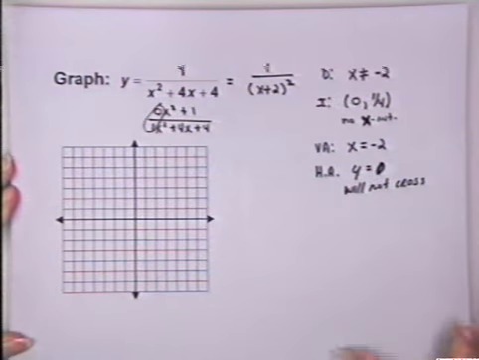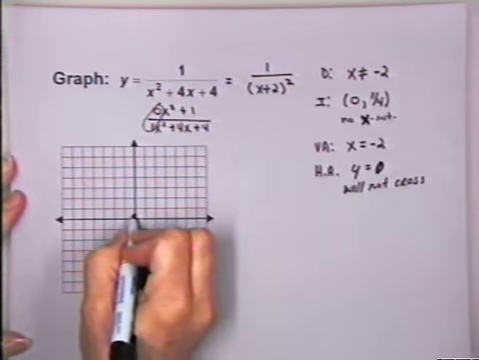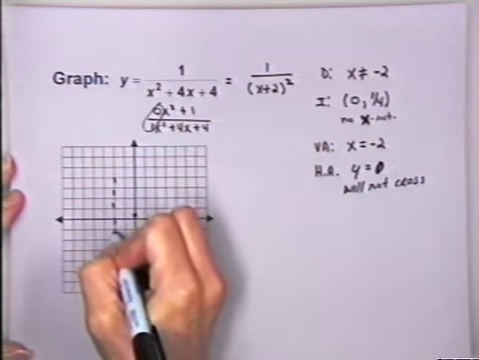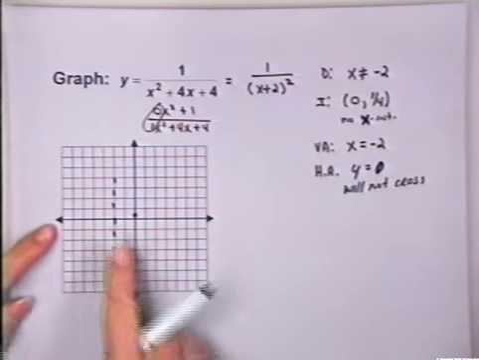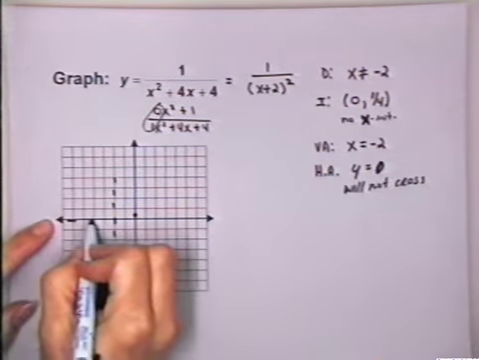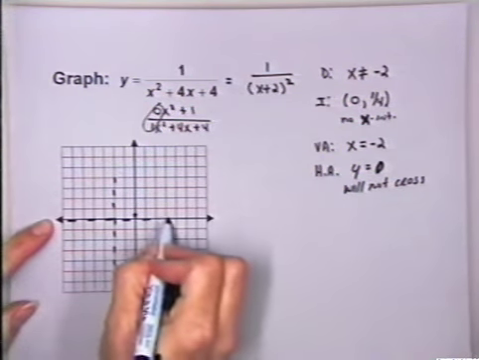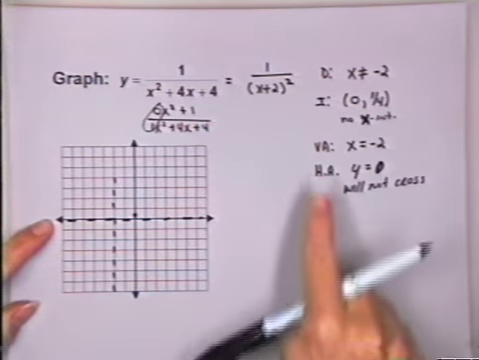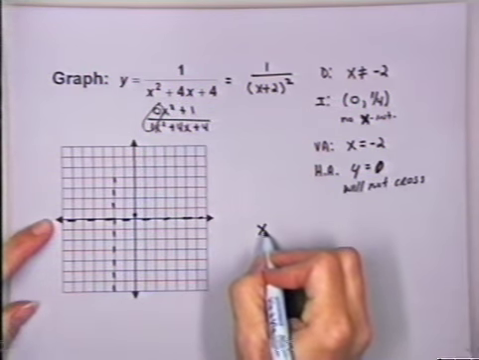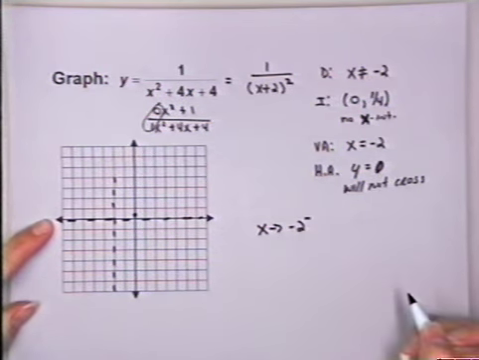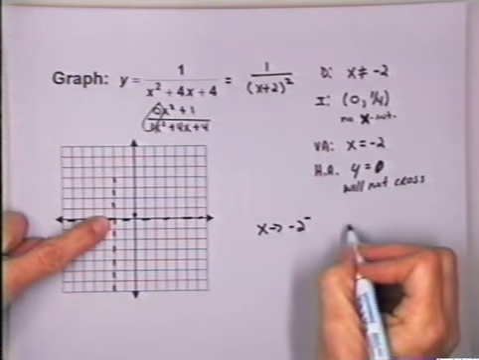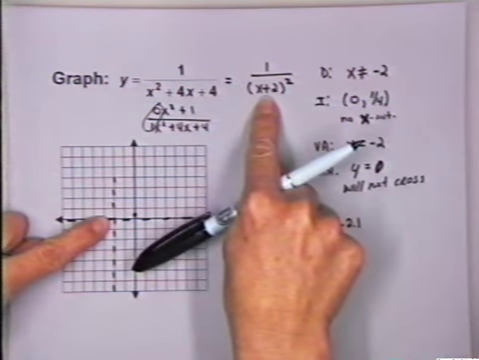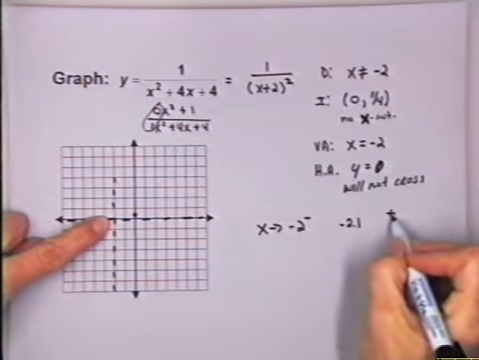Okay? Let's locate our intercept, 0, 1/4. I have a vertical asymptote at x equals -2. And I know I have a horizontal asymptote at y equals 0. And I know I do not cross either of these dotted lines. Let's check our behavior at our vertical asymptote. Let's approach -2 from the left-hand side. Pick a number just to the left of -2, like -2.1. Look at your equation up here. The numerator is 1, which is always positive.